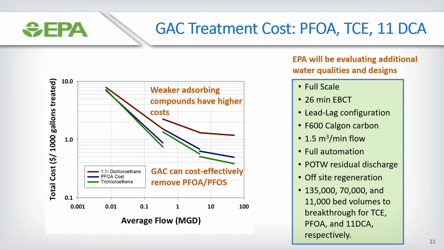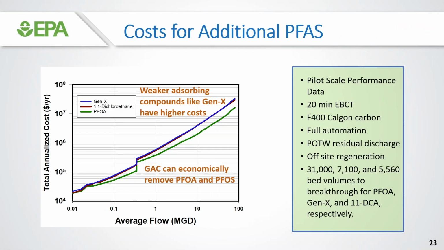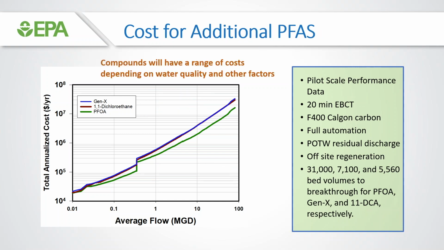And we see that the weaker adsorbing compounds would have a higher cost if that's your treatment goal, and that might be to be expected. So if we actually look at specifically what the total annualized cost for the variety of compounds would be, the lowest line there is the PFOA, and that's the green. And then the other two lines are almost identical, and that's the Gen X. So if we treat for Gen X removal or 1,1-dichloroethane, those are both more weakly adsorbing, and so the costs would go up. And again, you see the breaking in the line prediction because of the size of the system. And again, compounds would have a range of costs depending on the water quality or other factors, and we can take that into account to some degree with this approach.